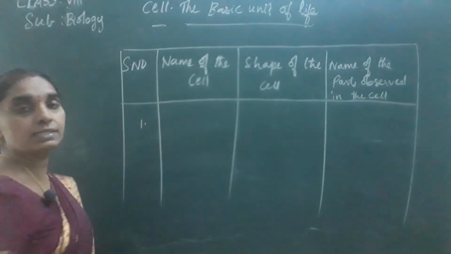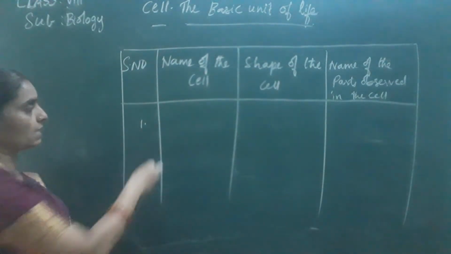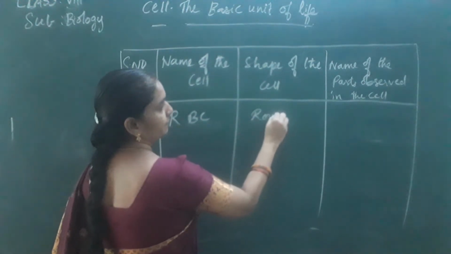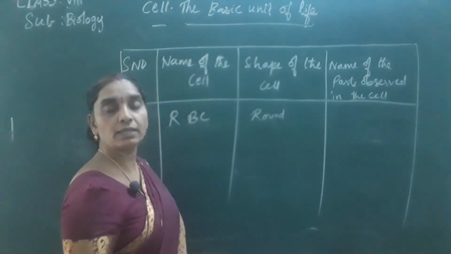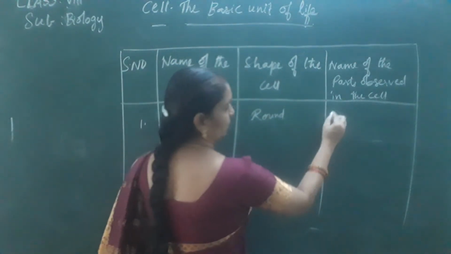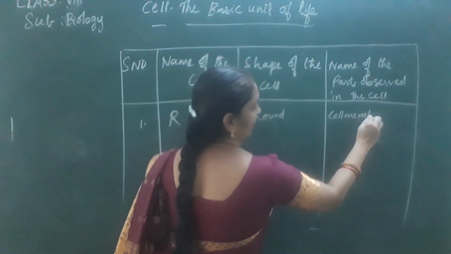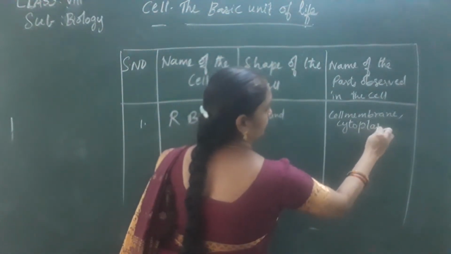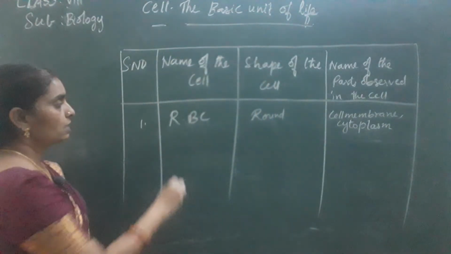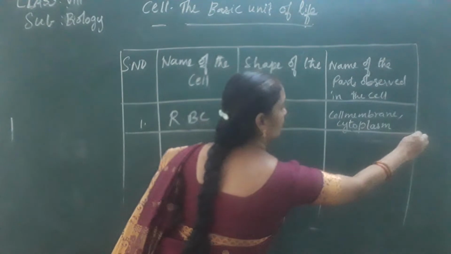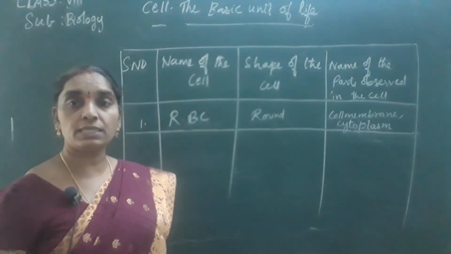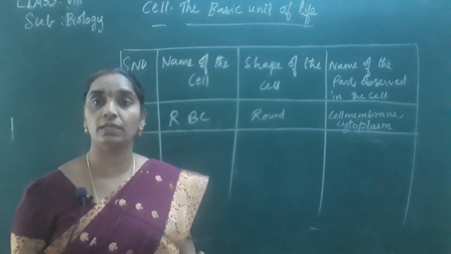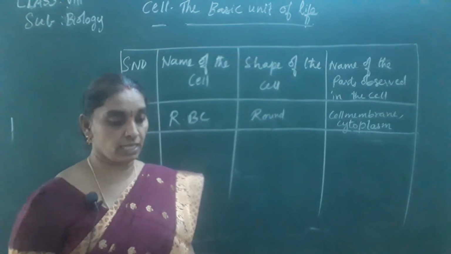The first one given for you is RBC. RBC are round in shape and the parts present in them are cytoplasm and cell membrane. Note that. RBC are round in shape, and you know very well that they are present in numerous numbers in our body. If they are not present in a proper count, it leads to anemia.